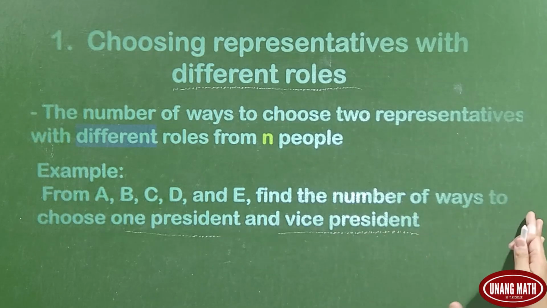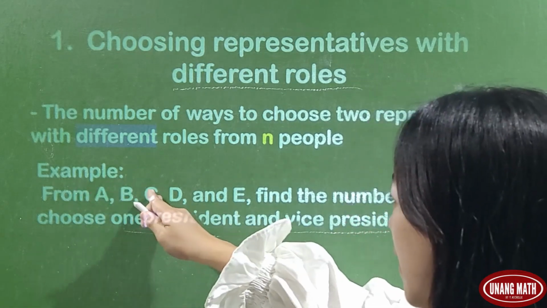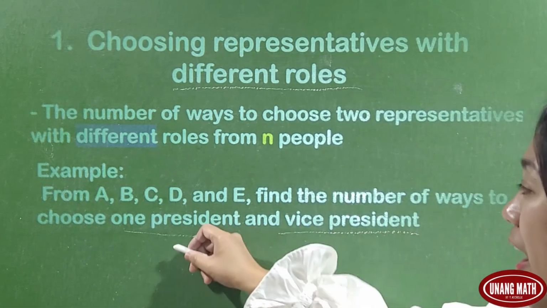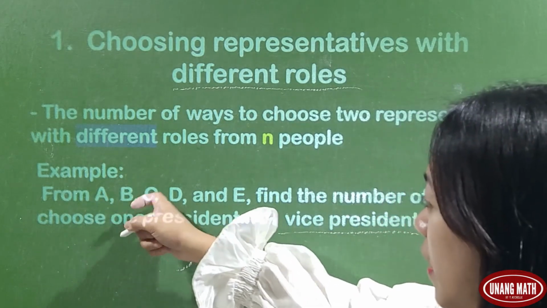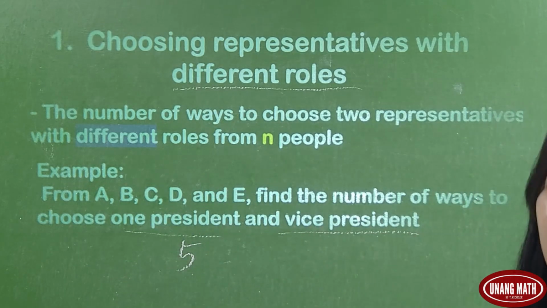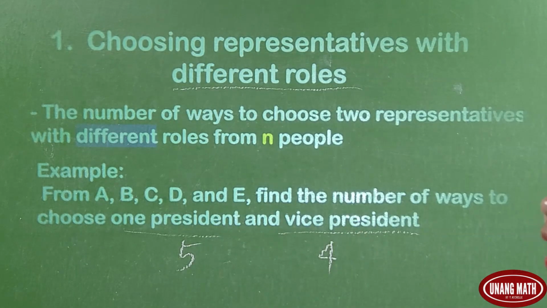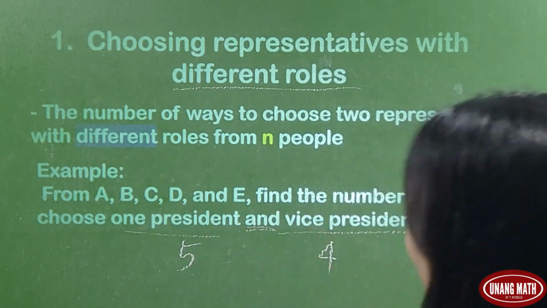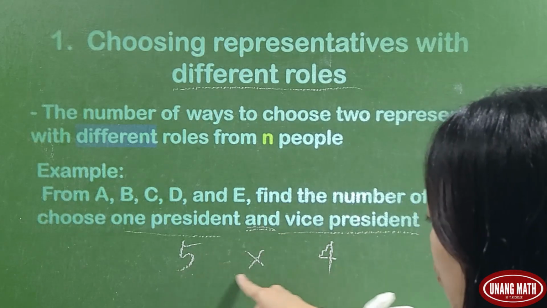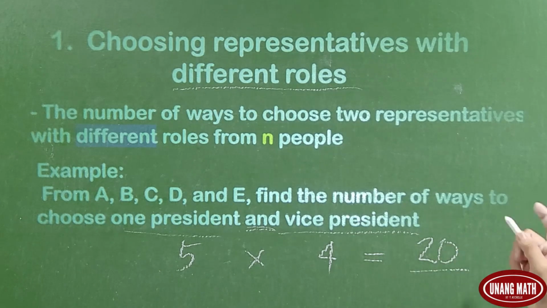So to find the number of ways for president, outcomes can be A, B, C, D, or E. So we have 5 outcomes. What about vice president? It can be A, B, C, D, or E. 5 outcomes, but since we used one here already, this is 4. Take note, we are trying to find the number of ways to choose one president and vice president, so we need to multiply these outcomes together. So we have 20 ways to choose one president and vice president.